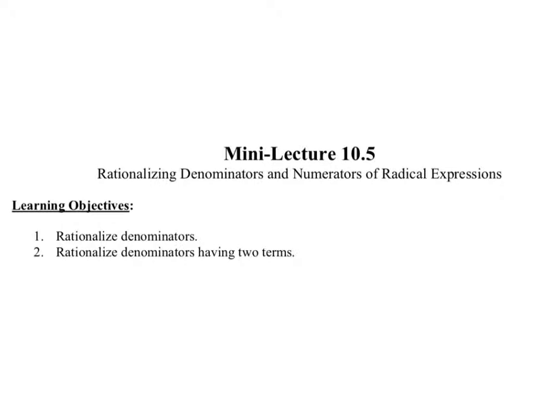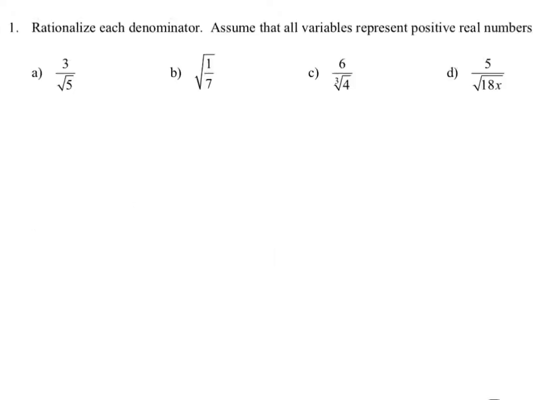In section 10.5, we are rationalizing denominators, including denominators having two terms. Rationalizing denominators means we're trying to get rid of any square root or radical sign in the denominator. For these problems, we want to rationalize each denominator and assume that all variables represent positive real numbers.